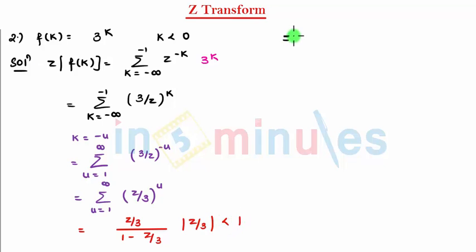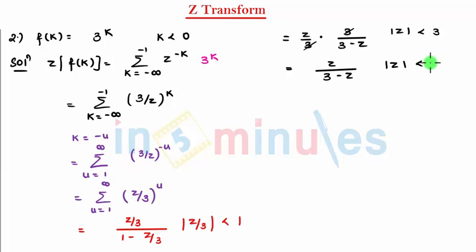Therefore, this comes to be z by 3 into 3 divided by 3 minus z, and this holds for mod of z less than 3. So now the final answer I get is z divided by 3 minus z, where mod of z is less than 3. We can define this as the ROC. According to this, my ROC is again a circle with center 0 comma 0 and radius 3.